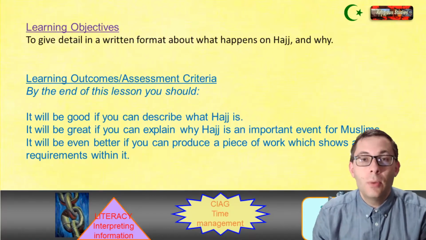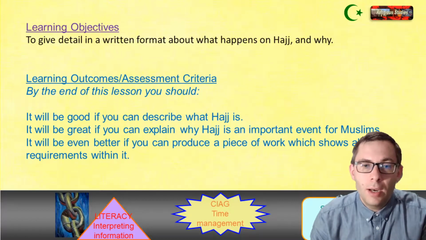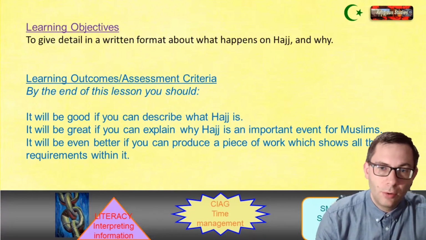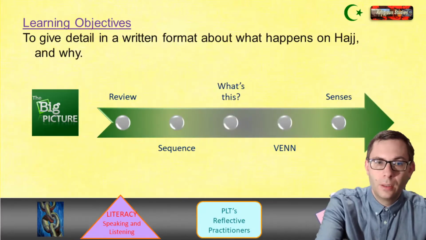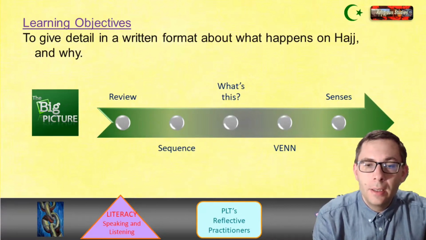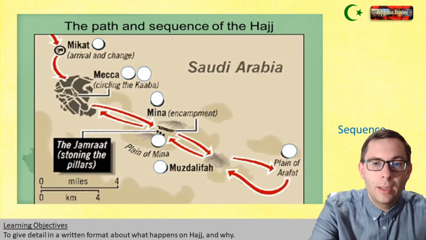It's going to be good if we can describe what Hajj is. Hopefully that's kind of knocked on the head from last time. Great if you can explain why Hajj is an important event for Muslims, and even better if we can produce a piece of work which shows all of these requirements. So during today's lesson we've got a review, a sequence, a what's this, a Venn diagram, and then we're going to look at some senses as well.